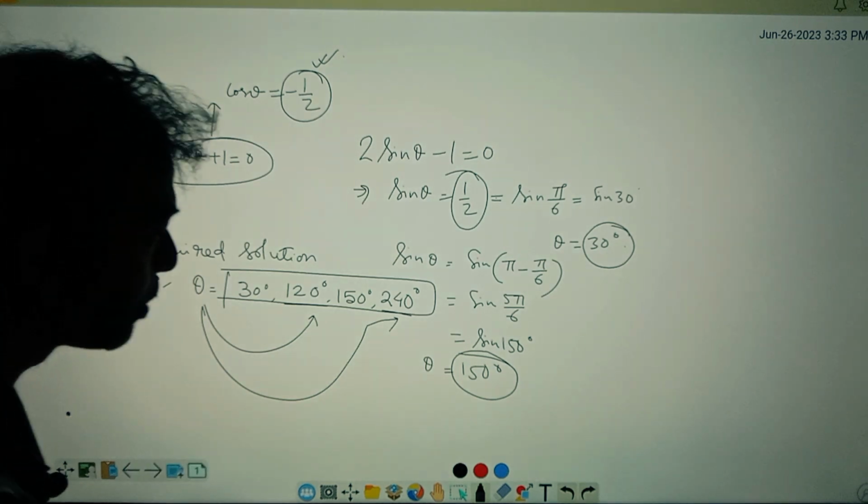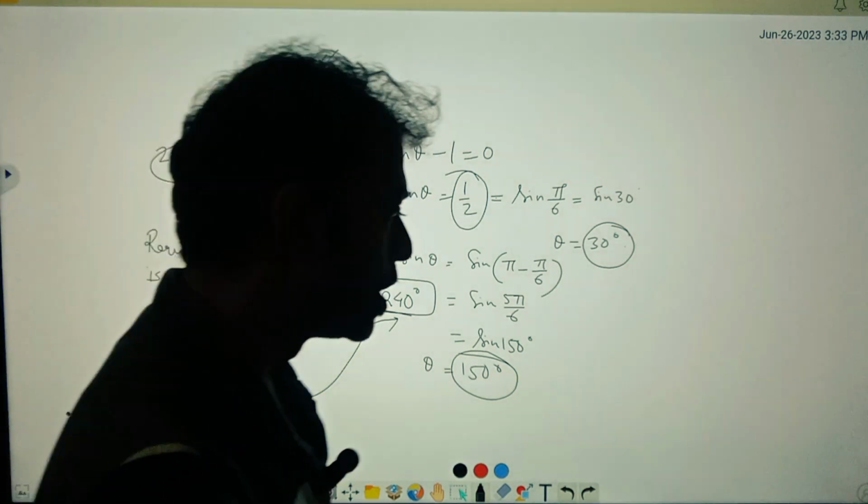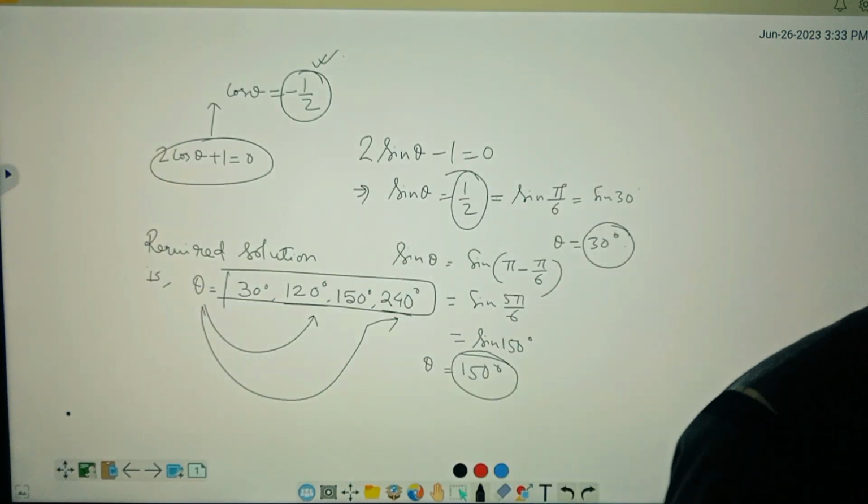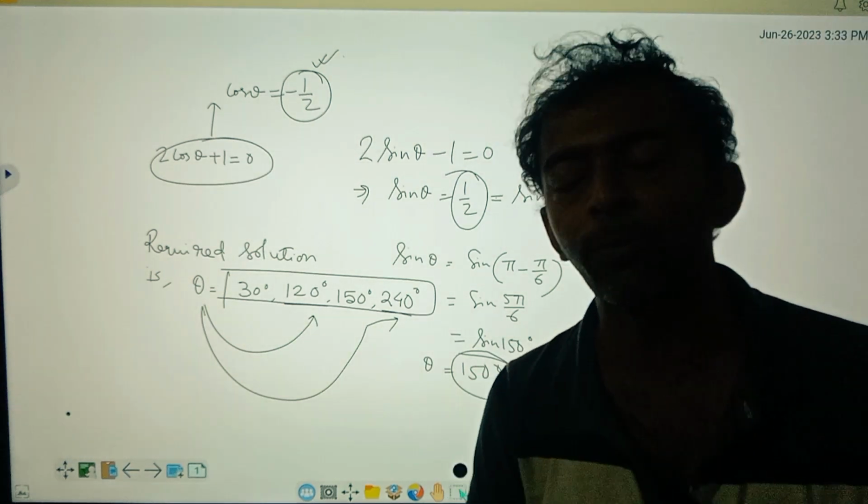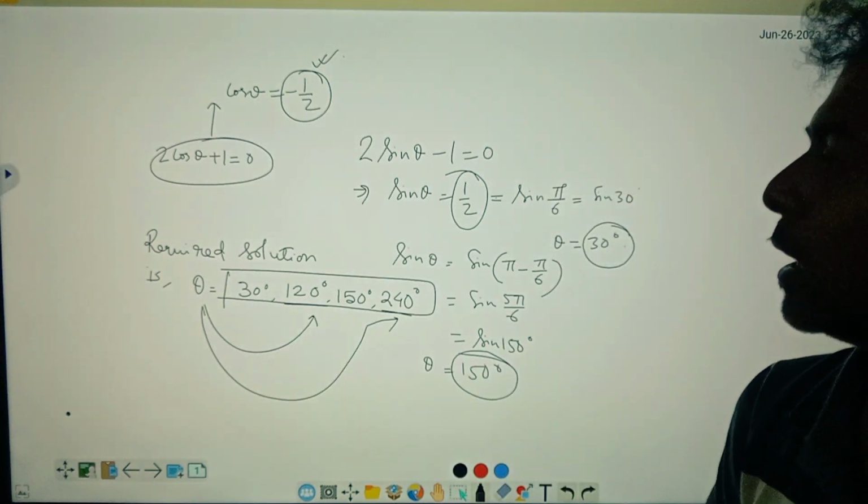So those are some basic problems from associated angles. I'm going to come with some other set of problems of associated angles.